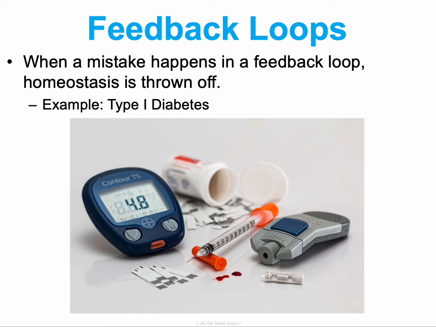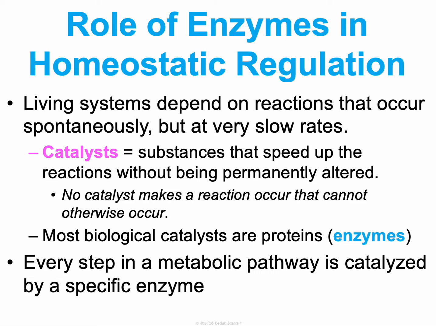Feedback loops: when a mistake happens in a feedback loop, just think about how we talked about your blood sugar. If it's too high or too low, when that is thrown off, homeostasis is going to be thrown off, and your body is going to have to learn how to deal with that. So type 1 diabetes is a really common example that we're going to see of when a feedback loop does get a mistake in it. And I'm going to show you a video here in a second that is going to review homeostasis, feedback loops, and some examples of when a mistake happens in a negative feedback loop, how that can result in diabetes. So just a couple more slides and then we'll get to that video.